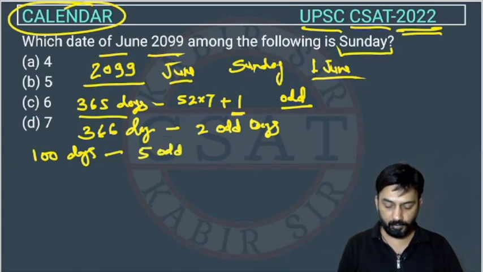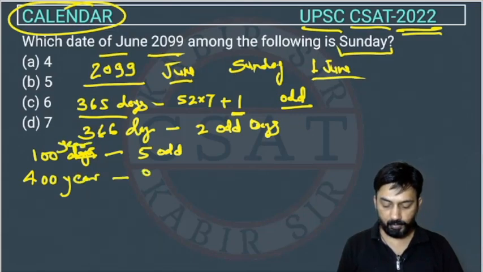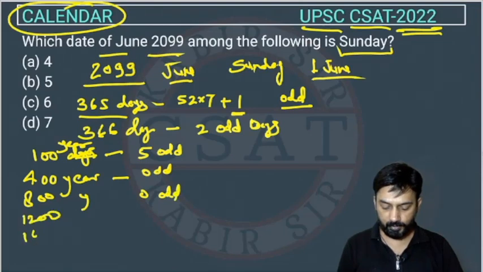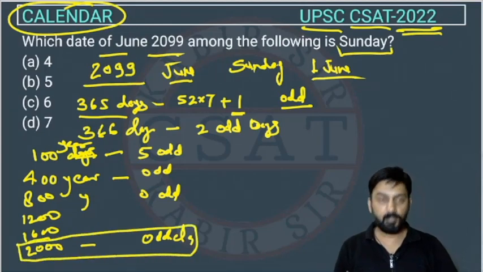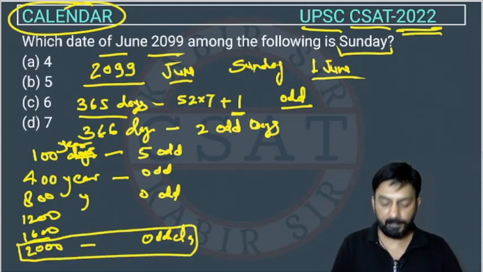You can calculate it. And in 400 years, this is not days, this is years, in 400 years there will be 0 odd days. So similarly in 800 years there will be 0 odd days. Similarly for 1200, 1600 and 2000 there will be 0 odd days. So now here we will use this. In 2000 there will be 0 odd days.